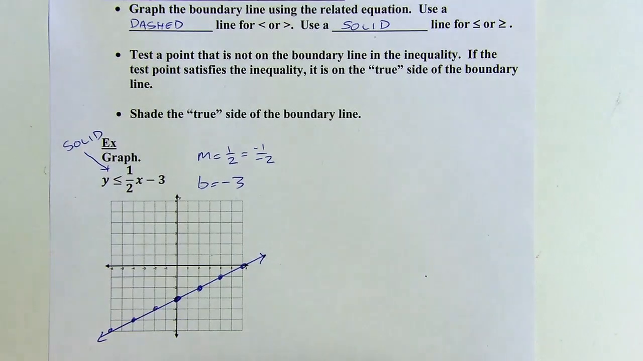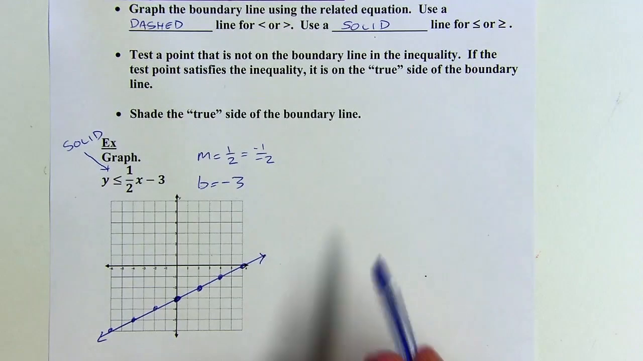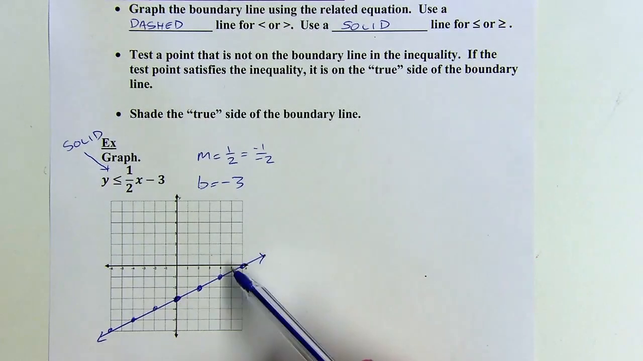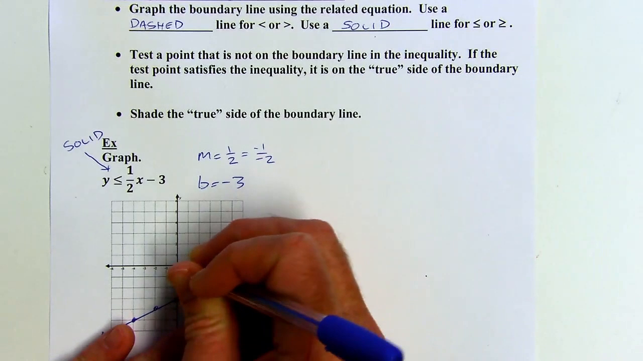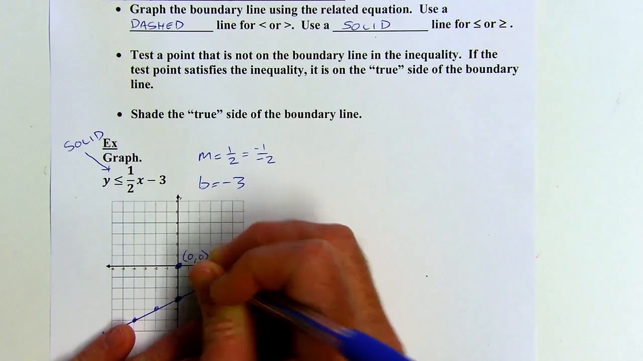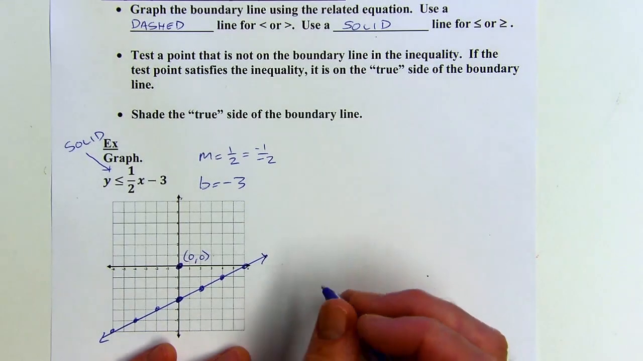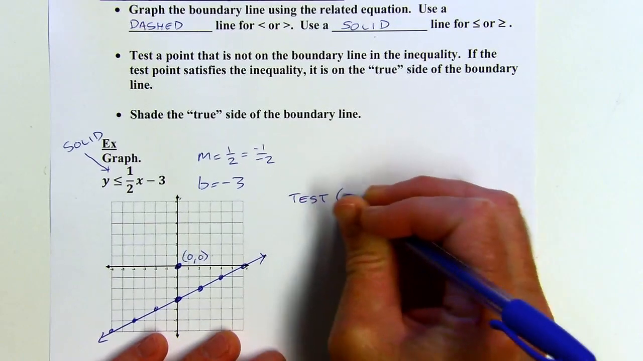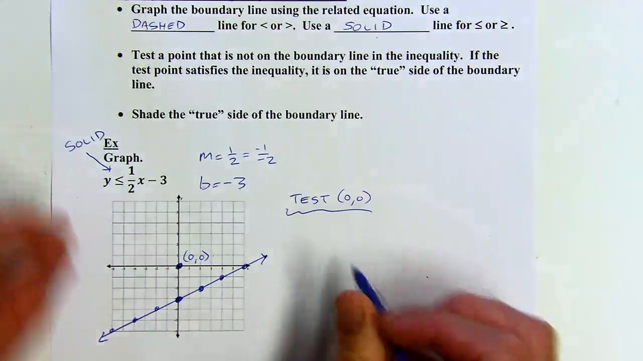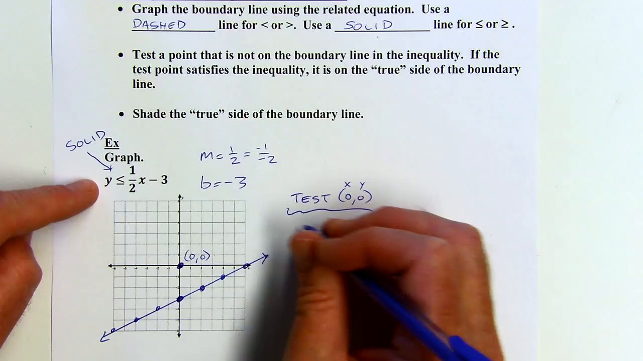Okay, so one way you can figure that out is to pick a point that is not on the line. And my favorite point to pick is 0, 0. The only time I wouldn't pick 0, 0 is if 0, 0 is on the boundary line. Okay? And I'm going to use this as a test point. All right, so I'm going to do a little test here. I'm going to test 0, 0. I'm going to plug it into the inequality. So I'm plugging in 0 for both x and y.